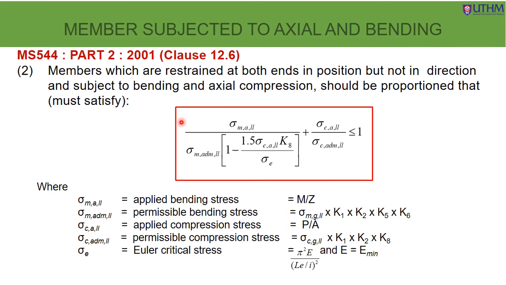We have to make sure that this equation is fulfilled for a member subjected to axial and bending. This relates applied and permissible bending stress plus applied and permissible compressive stress. The total should be less than or equal to 1.